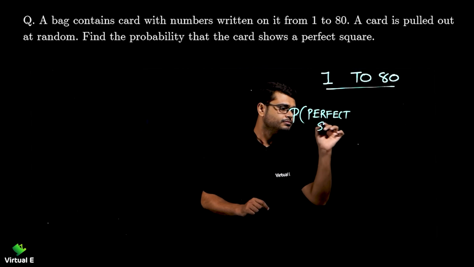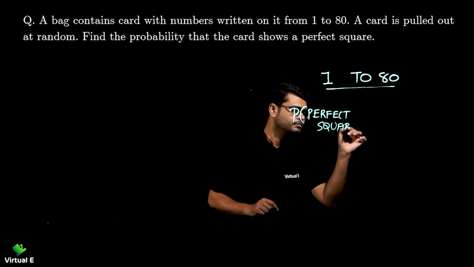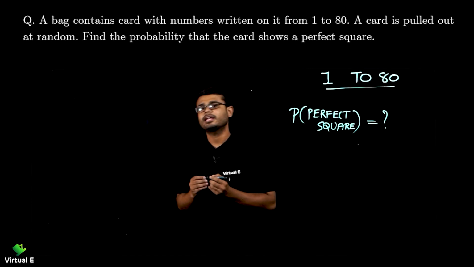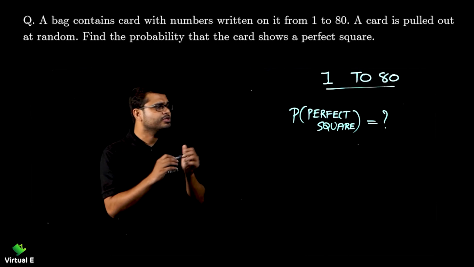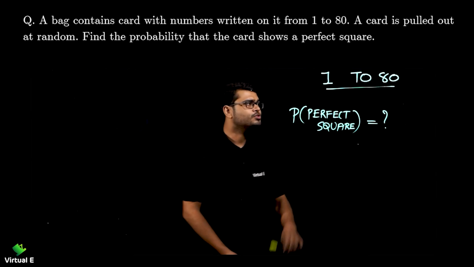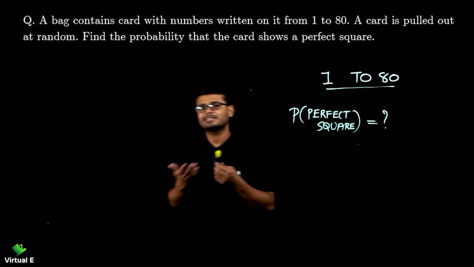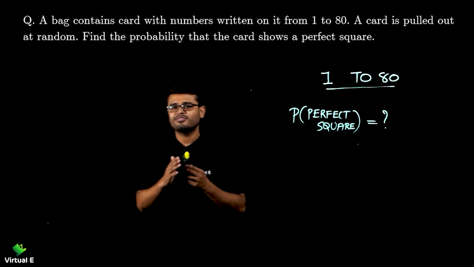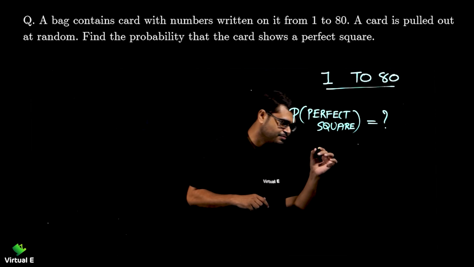Perfect square. Okay, we want to find the probability of getting a perfect square. So what's a perfect square? We know very well: 1 into 1, the answer we get is 1. That's a perfect square. 2 into 2, we don't get 2, we get 4, right? So 2 2s are 4. Basically this is the perfect square.